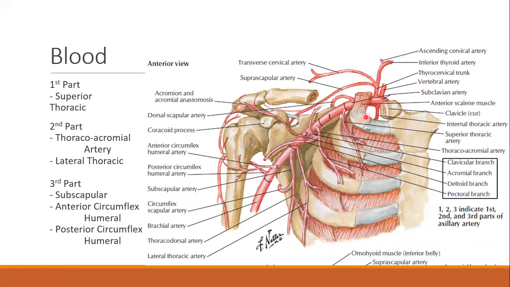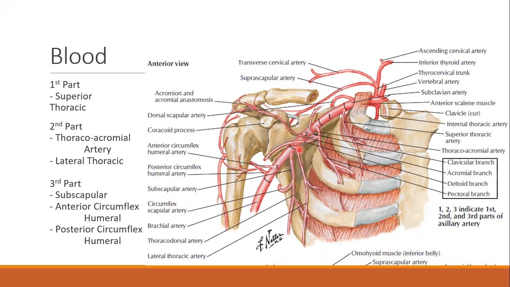Breaking down blood supply even further, the first part of your axillary artery has 1 branch, your superior thoracic artery. The second part of your axillary artery has 2 branches. First, we have the thoracoacromial trunk. The thoracoacromial trunk has 4 branches coming off of it, and we remember those 4 branches by the mnemonic DCAP, which stands for deltoid branch, clavicular branch, acromial branch, and pectoral branch.